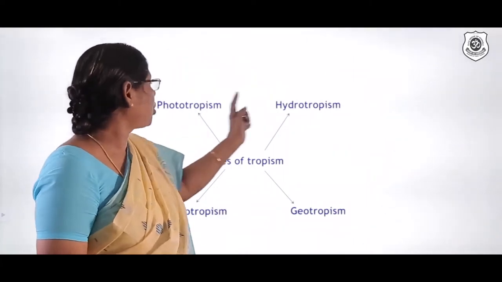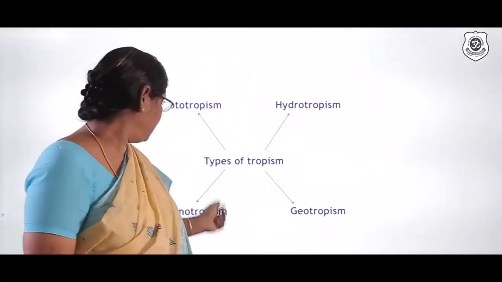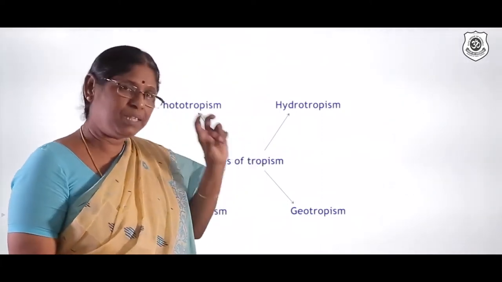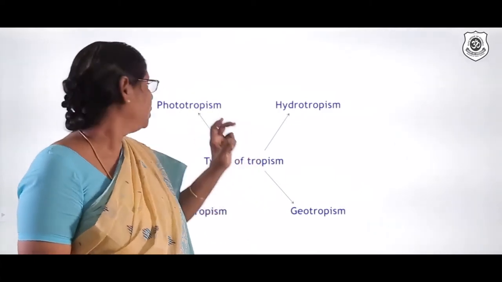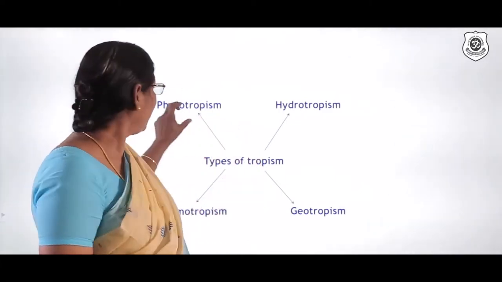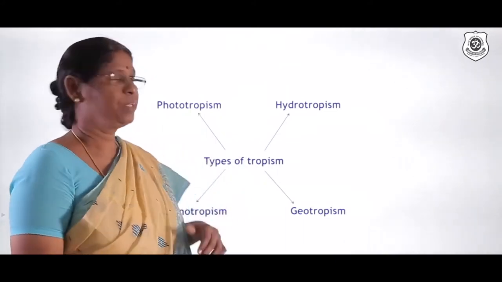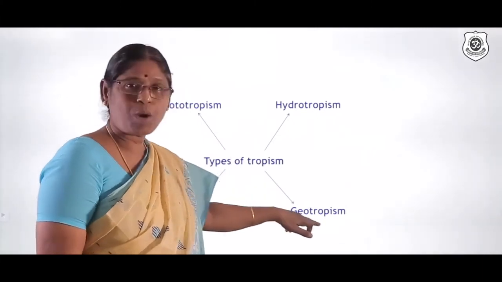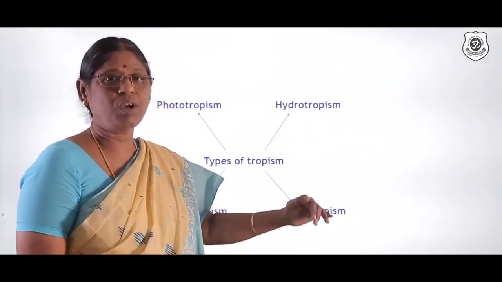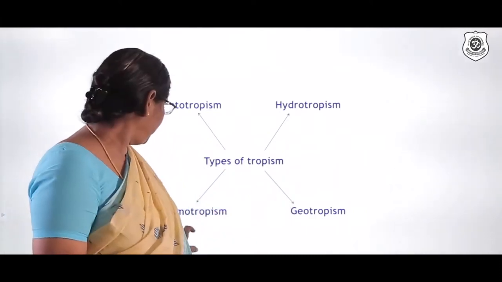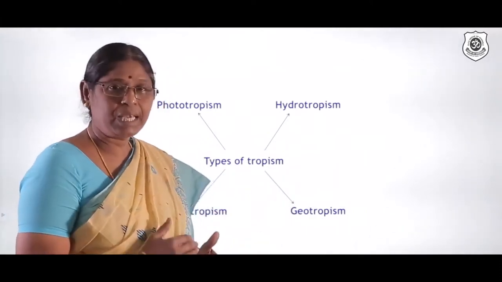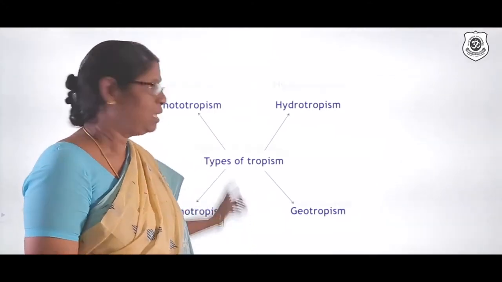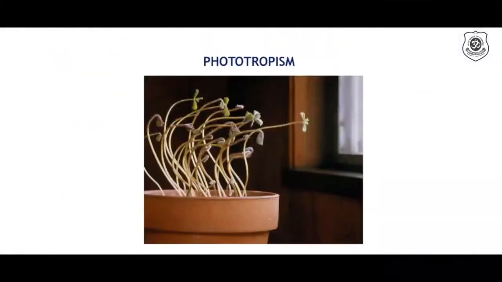What do you mean by phototropism, hydrotropism, geotropism and chemotropism? It's nothing but the movement of the plant, either a part of the plant or the plant, towards the light, which is called phototropism. If it moves towards water, it is called hydrotropism. Then geotropism means it moves towards the soil or towards the earth. Then if it moves towards a chemical, then it is called chemotropism. Now let us see in detail about these tropisms.